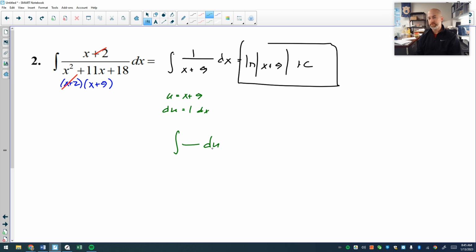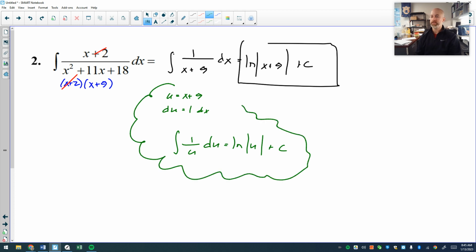My numerator got wrapped up in the du, so I'm just going to put a 1 up there to hold the place. My denominator, x plus 9, is u, and the antiderivative of 1 over u would be natural log of u. So all that stuff I just wrote in green is what I am omitting by just recognizing that the top is the derivative of the bottom. But if you feel more comfortable with the formal u substitution, you can do that.